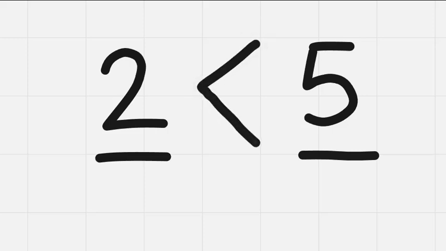Another example of this would be if we compared 2 and 5. 2 and 5 both have one digit. Which one is bigger, 2 or 5? When we count 1, 2, 3, 4, 5, 5 is a larger number. It's bigger than 2. So we are going to draw the less than sign. That means that it's going to point to 2 because 2 is the smaller number, and it's going to open the mouth towards the bigger number, which is 5.